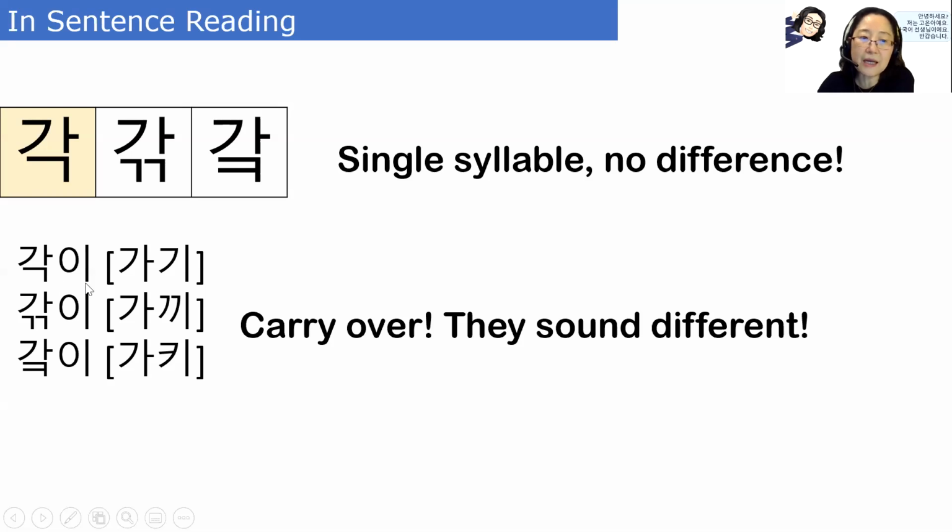So it's not kak-i, but kagi, kagi. And it is also kak as a single syllable, but together it will be kakki, because the carryover sound value is different. So the consonant sound can be carried over, because then you are reading it as the sound at the beginning of the next syllable. So kakki, and it will be kakki. So in sentence reading, those spelling differences will make a difference in sound. Okay.